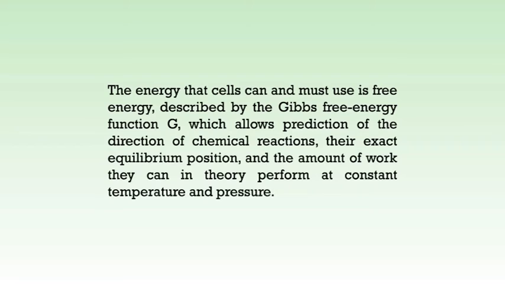So, cells are isothermal systems. They function at essentially constant temperature and also function at constant pressure. Heat flow is not a source of energy for cells because heat can do work only when there is a difference in temperature. The energy that cells can and must use is free energy, described by the Gibbs free energy function, G, which allows prediction of the direction of chemical reactions, their exact equilibrium position, and the amount of work they can, in theory, perform at constant temperature and pressure.